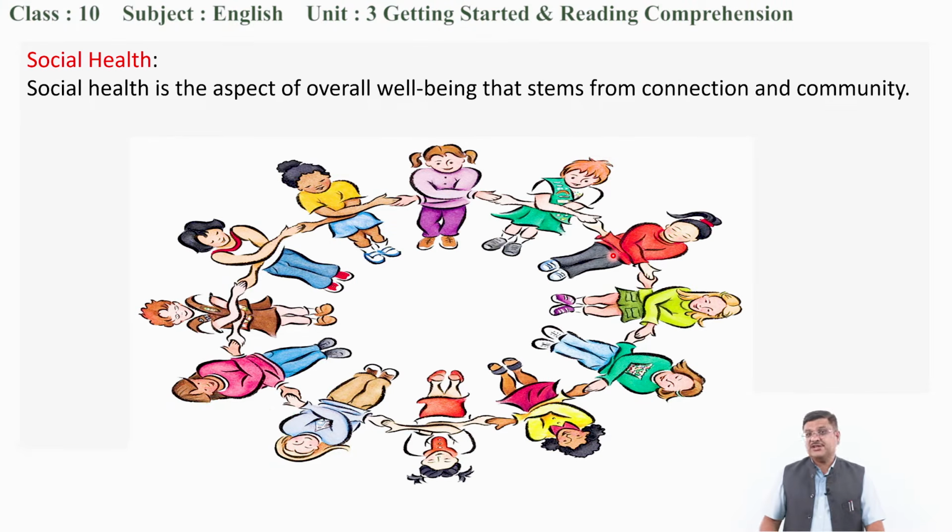Good. Social health is the aspect of overall well-being that stems from connection and community. We human beings are social animals. So we have to establish good relationships within the community, and we have to maintain social activity. If we are able to maintain good social and community activity, this is what we should call social health. It is very, very essential for wellness.